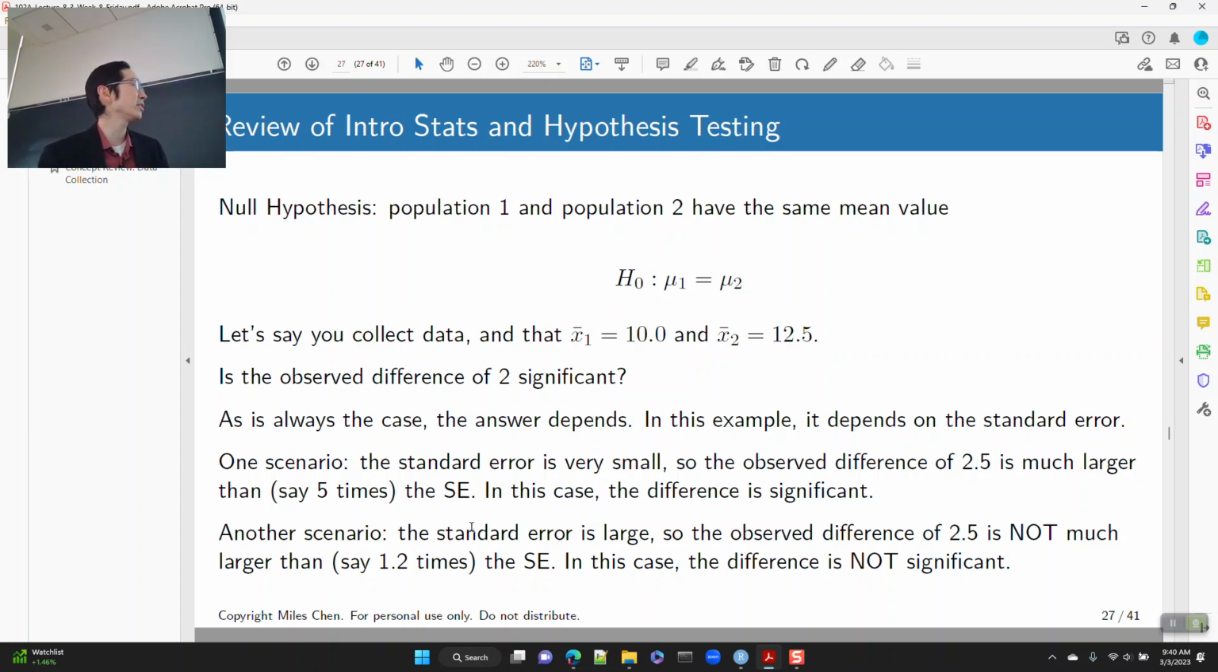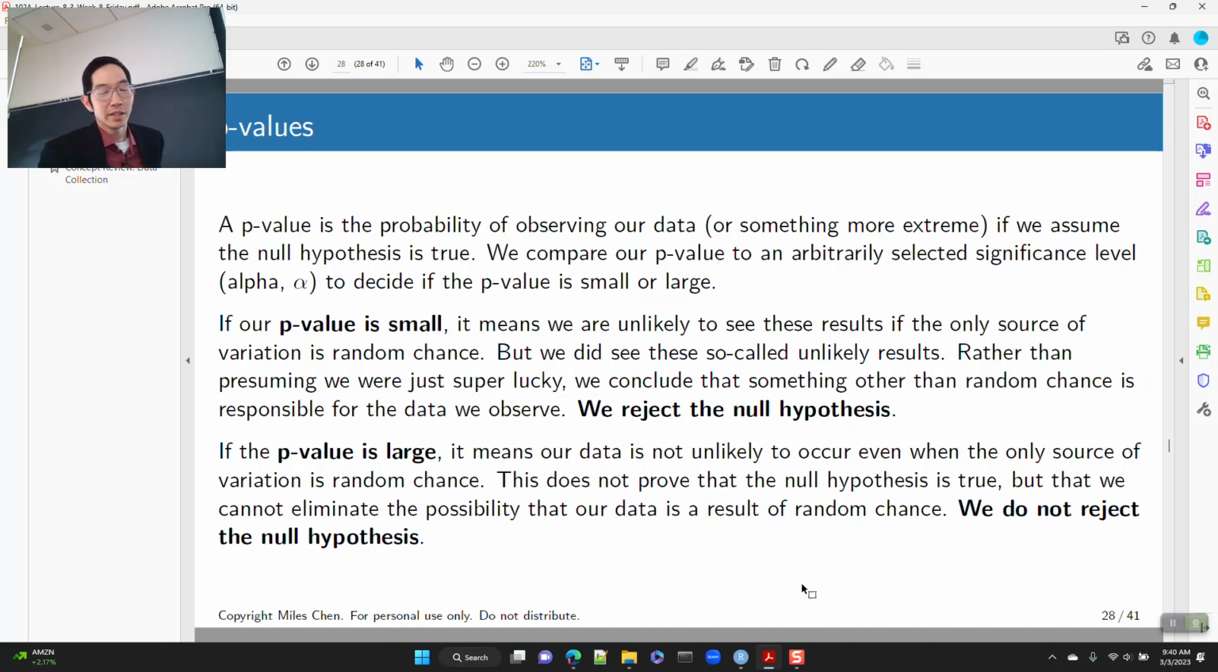One scenario is that the standard error is very small, and the difference of 2.5 between 10 and 12.5 is much larger than the standard error that we see. We would say that this difference of 2.5 is significant. On the other hand, if within your samples you have a large variation, a big standard error, this difference of 2.5 is not significant. And so we do that and we calculate p-values.